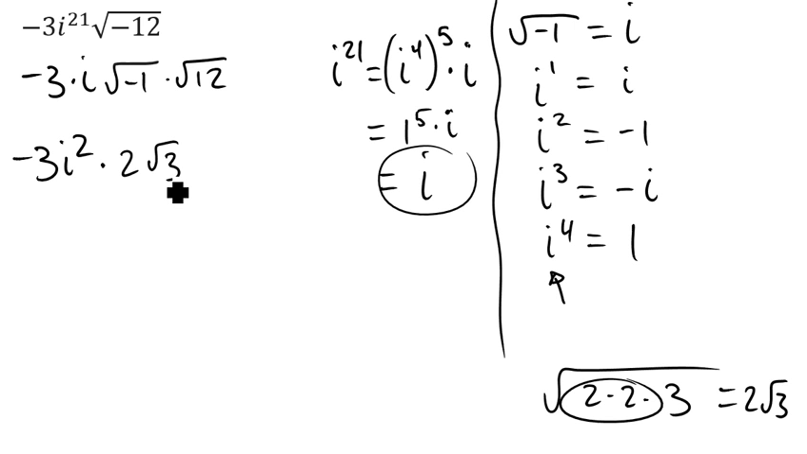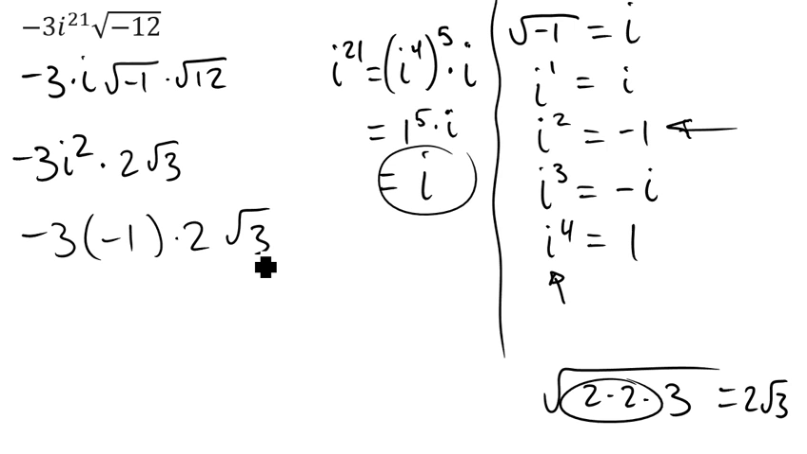i squared equals -1, right? If I have i times i, it's equal to -1. So I'm going to transform this further. This is going to be -3 times -1 times 2 times the square root of 3. I think we're almost finished. -3 times -1 is +3, and +3 times 2 is 6. So this is 6 times the square root of 3.